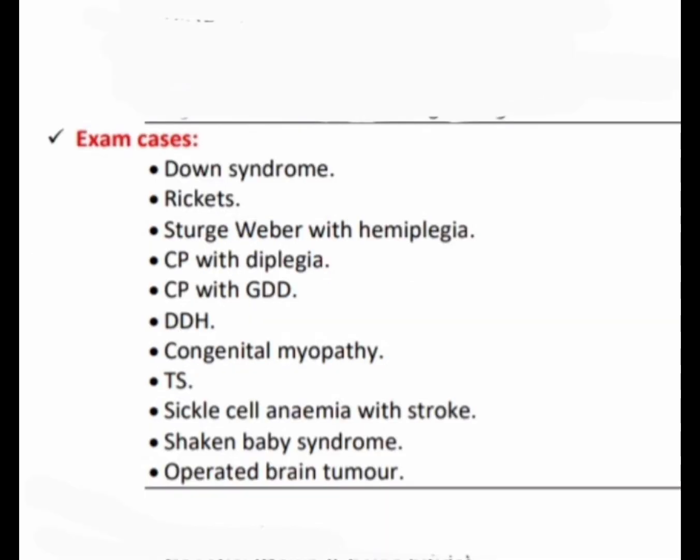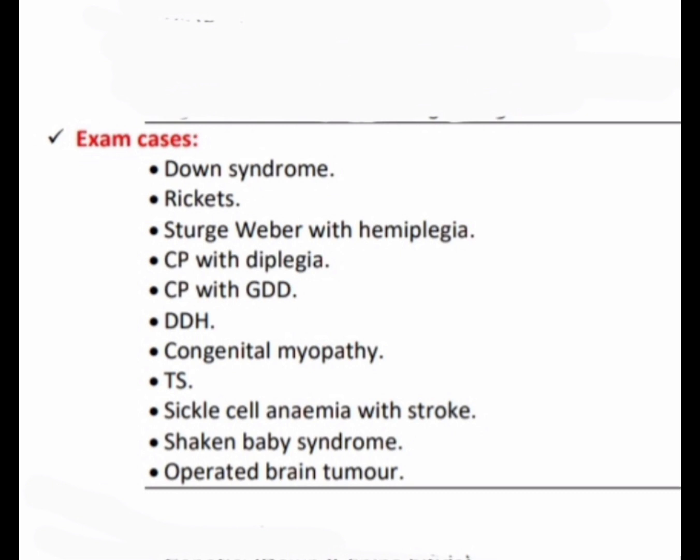Some important exam cases in gross motor development, global developmental delay: that is Down syndrome, rickets, Sturge-Weber with hemiplegia, CP with diplegia, CP with global developmental delay, DDH, congenital myopathy, tuberous sclerosis, sickle cell anemia with stroke, shaken baby syndrome, operated brain tumor. So Down syndrome, we know the universal features and also hypotonia, the mother tells you. Also in Down syndrome, we ask about any cardiac lesions, any team he is following, and thyroid status we ask.